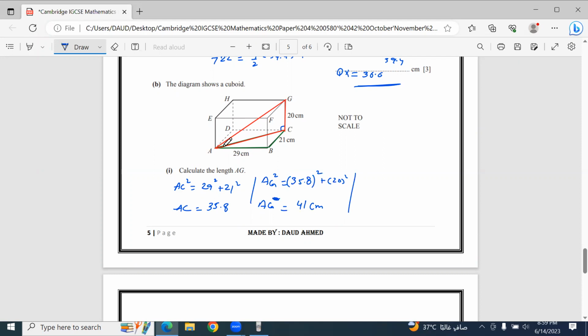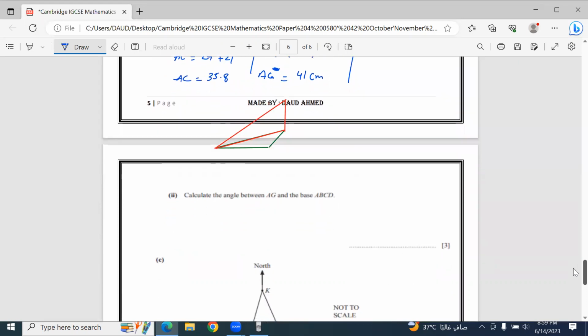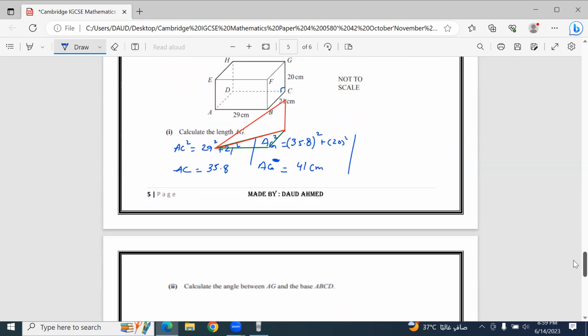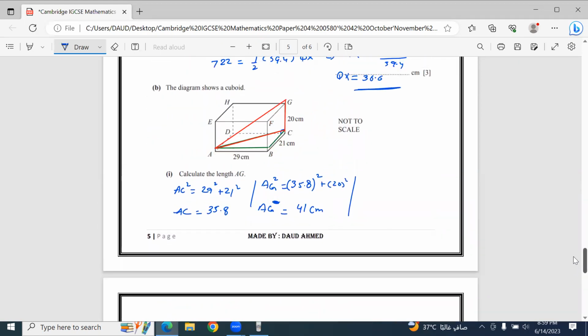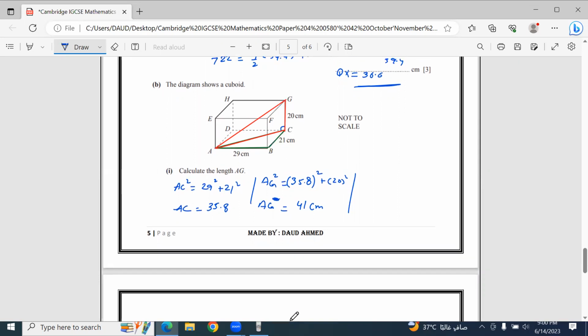Lastly, they want us to find the angle between AG and the base ABCD. You can check down here also. Calculate the angle between AG and the base ABCD. So I will find it out here because I already drew it, a little bit down.